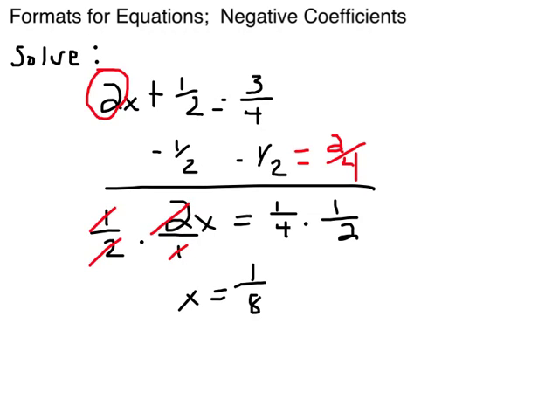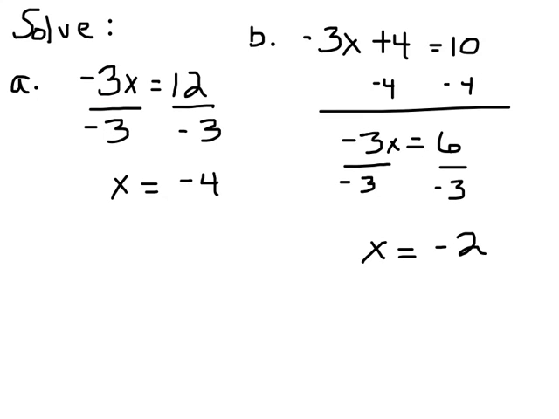Okay, go to the next problem. Here we have that negative coefficient. It says negative 3x is equal to 12. Well, if I divide both sides by negative 3, which is what I'm going to have to do because my coefficient of x is negative, I'm going to find that x is equal to negative 4.